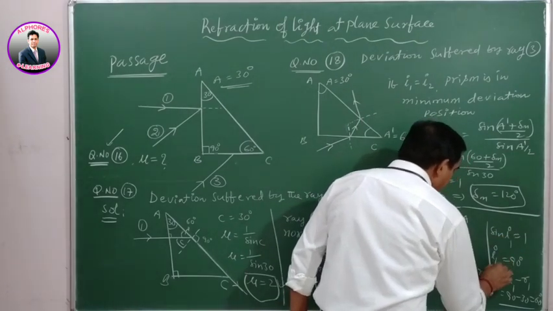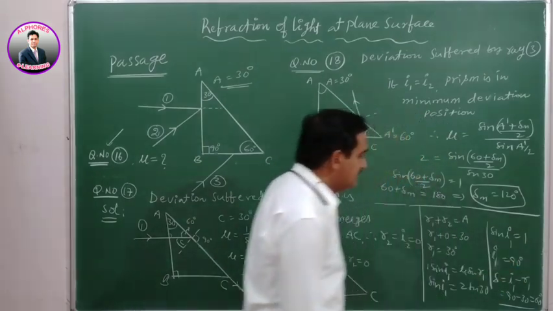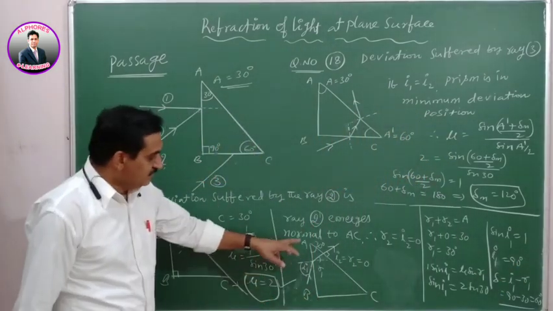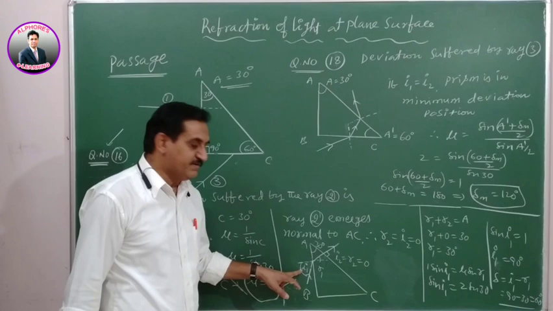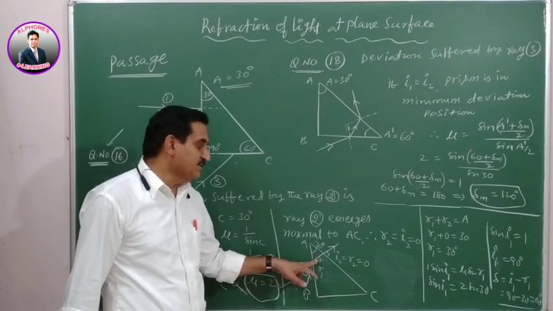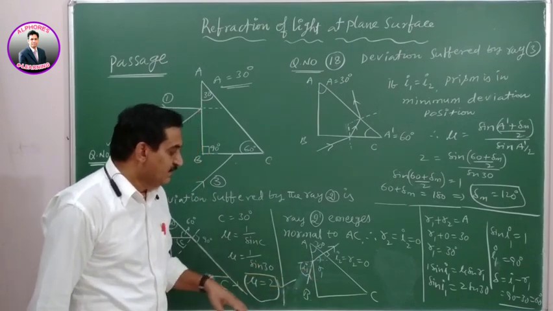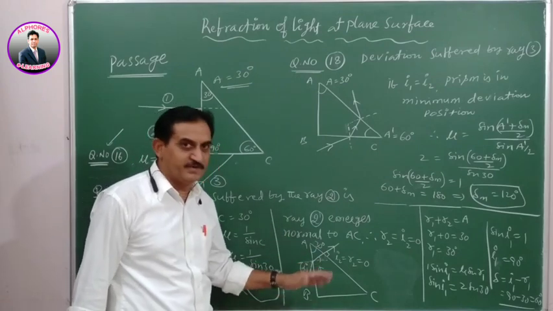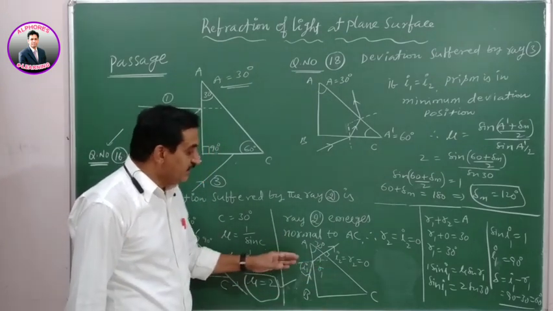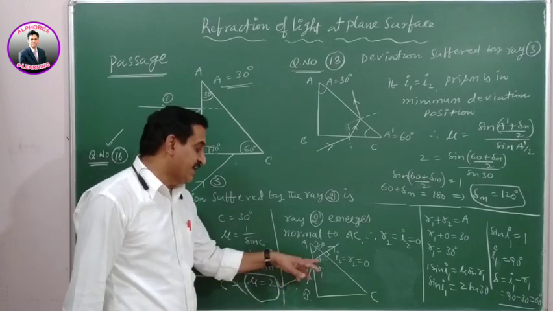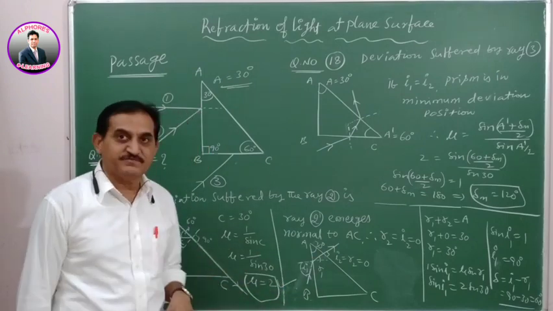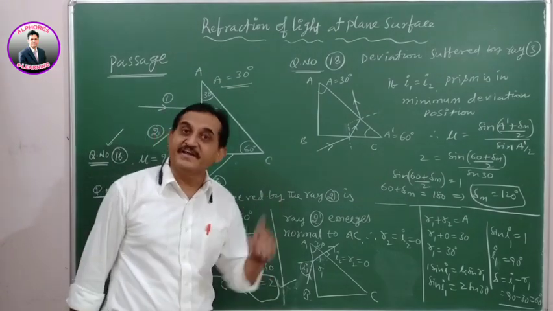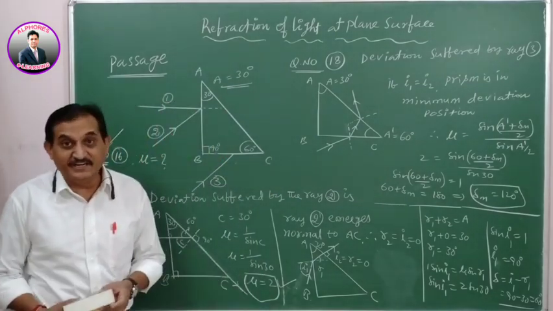I1 is 90 degree at the surface AB. R1 is 30 degree. And it is traveling from rarer into denser, so it bends towards the normal. Therefore, in this case, I1 is greater than R1. The deviation suffered in this case is I1 minus R1, according to the refraction conditions.